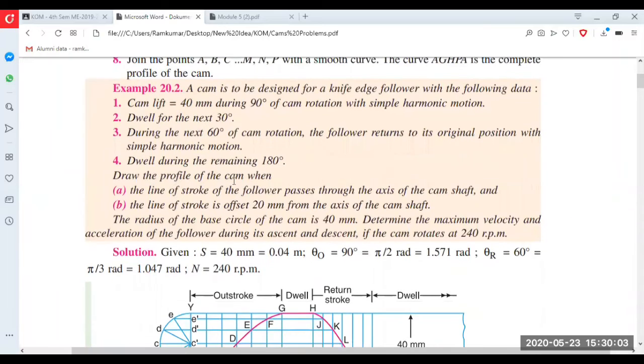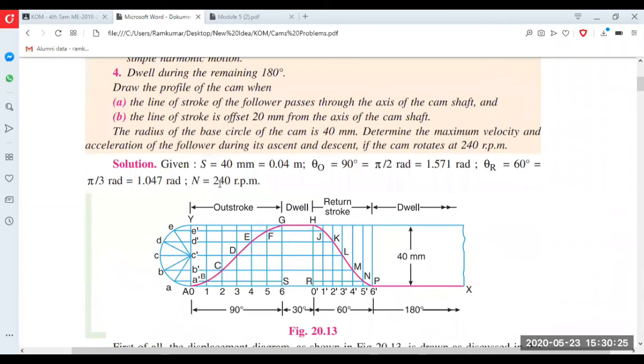So we have to draw the cam profile when the line of stroke of the follower passes through the axis of the camshaft. So this is called inline. And if the line of stroke is offset by 20 mm, what will be the profile? That will be the second question. So there are two questions in this problem. First we have to write what is called a displacement diagram.